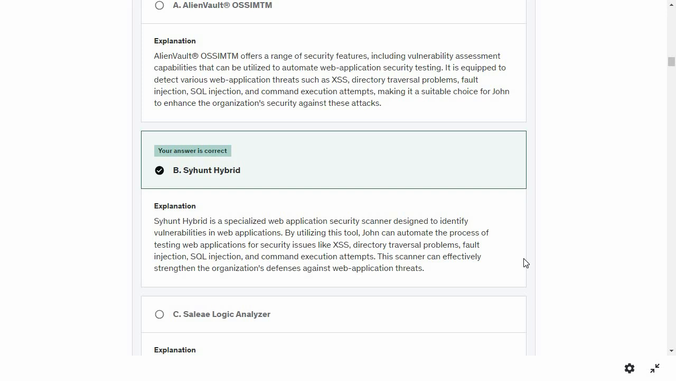Second choice, B. Sci-Hunt Hybrid. Sci-Hunt Hybrid is a specialized web application security scanner designed to identify vulnerabilities in web applications. By utilizing this tool, John can automate the process of testing web applications for security issues like XSS, directory traversal problems, fault injection, SQL injection, and command execution attempts. This scan can effectively strengthen the organization's defense against web application threats. This also is correct, but it's better than AlienVault.